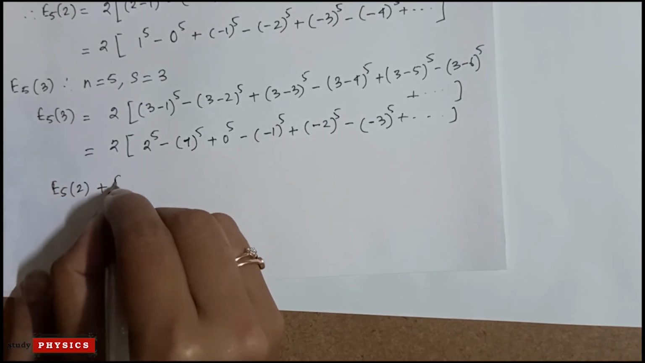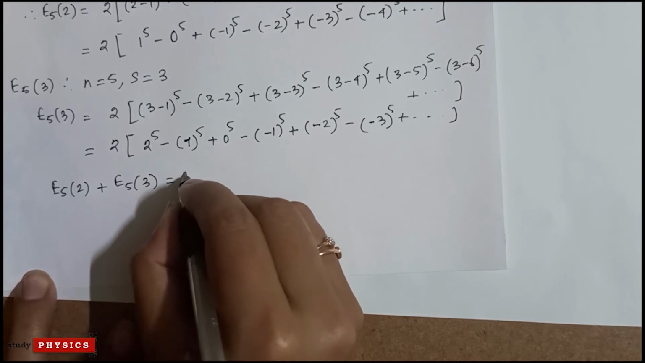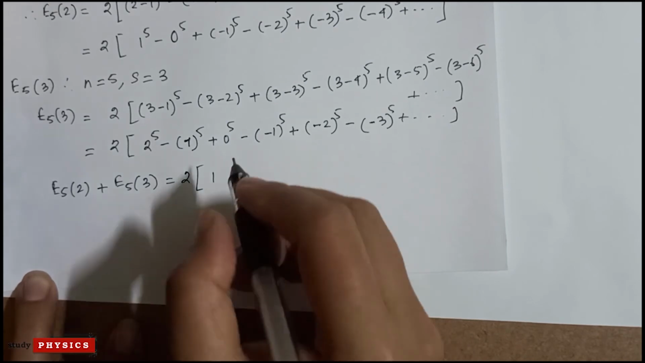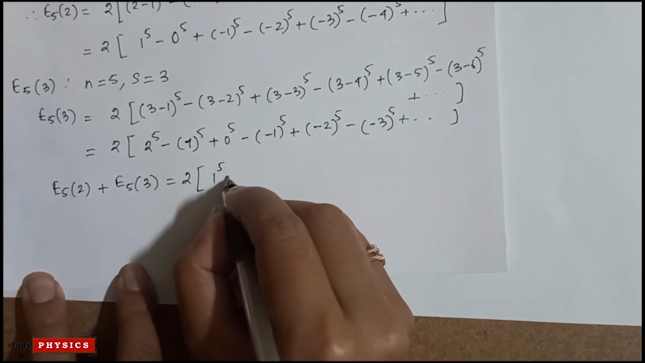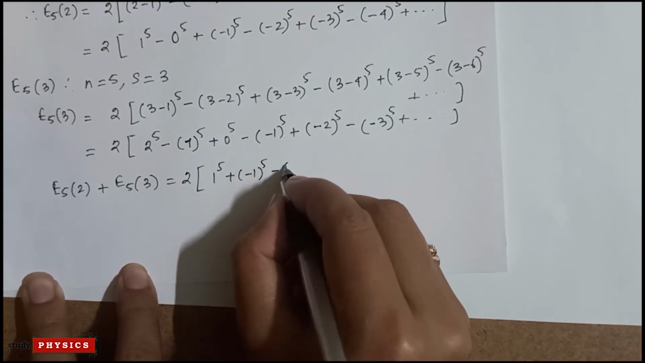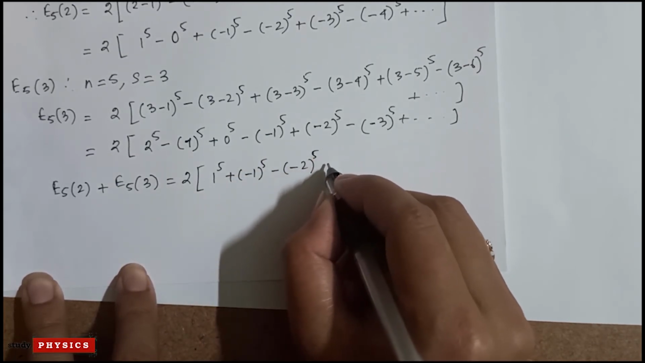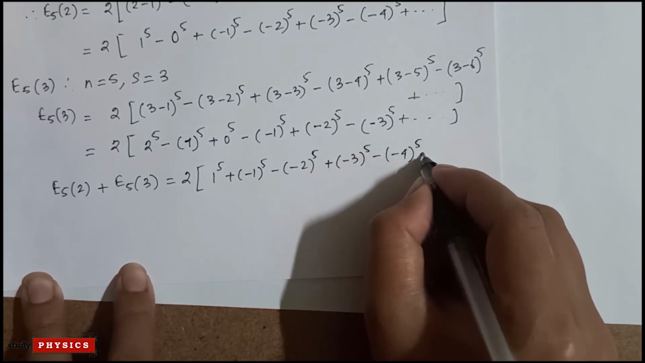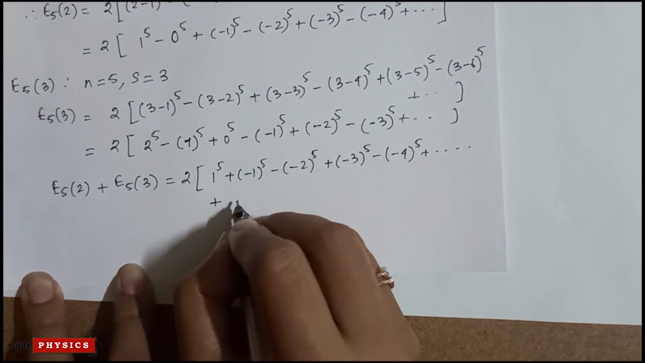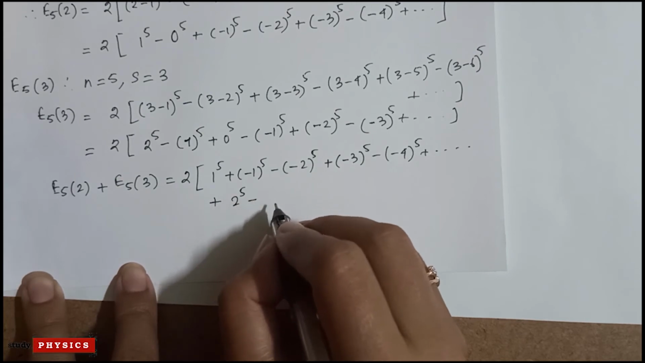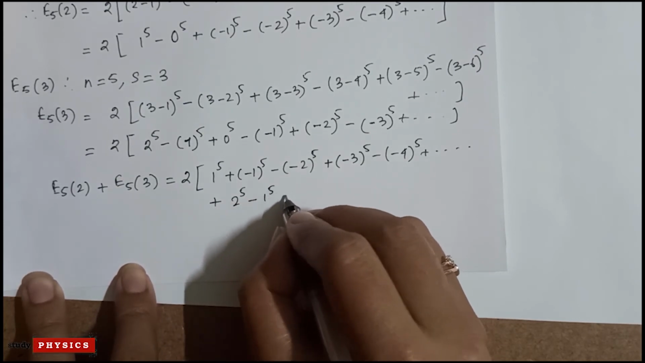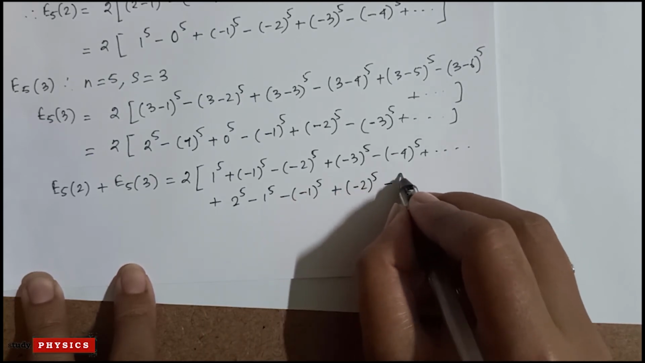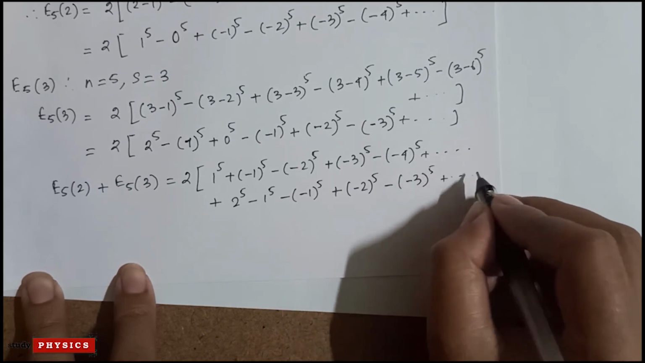So just E(5,2) plus E(5,3) is 2 into, taking 2 in common basically, 1 to the power 5 plus (minus 1) to the power 5 minus (minus 2) to the power 5 plus (minus 3) to the power 5 minus (minus 4) to the power 5, and so on, plus 2 to the power 5 minus 1 to the power 5 minus (minus 1) to the power 5 plus (minus 2) to the power 5 minus (minus 3) to the power 5, and so on.